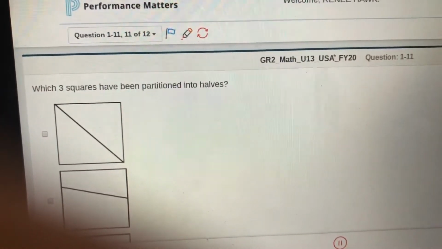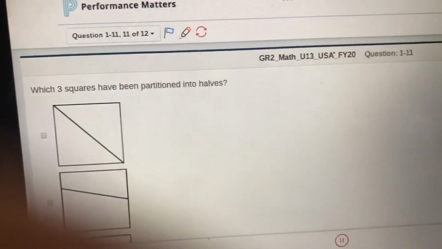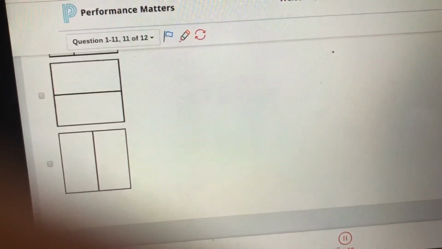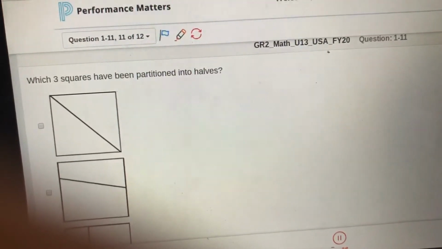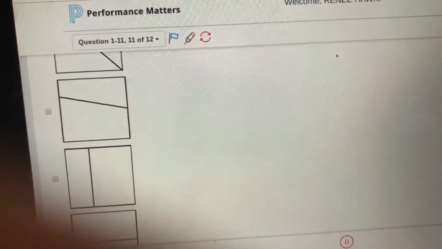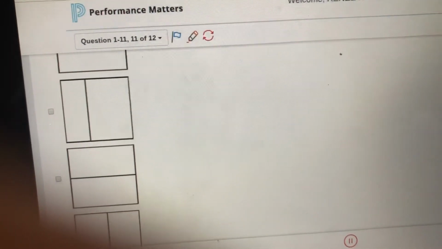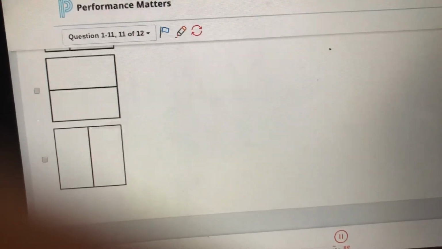Which 3 squares have been partitioned, which means divided, into 2 halves? So we're going to look at A, B, C, D, and E. We're looking for 3 answer choices. So look at answer choice A. Is it in 2 halves that are equal? Look at answer choice B, 2 halves that are equal. C, 2 halves that are equal. D, 2 halves that are equal. E, 2 halves that are equal.